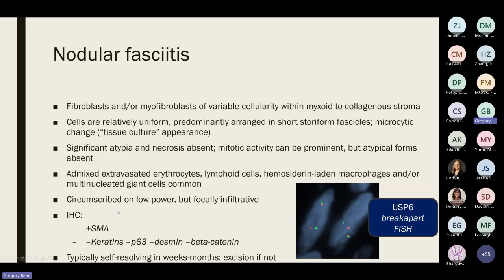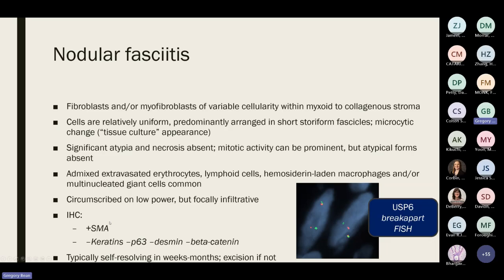There's often circumscription at low power, but when you look at it on higher power, you can see it's focally infiltrative with the surrounding adipose tissue. Sometimes it can encroach on epithelial elements.